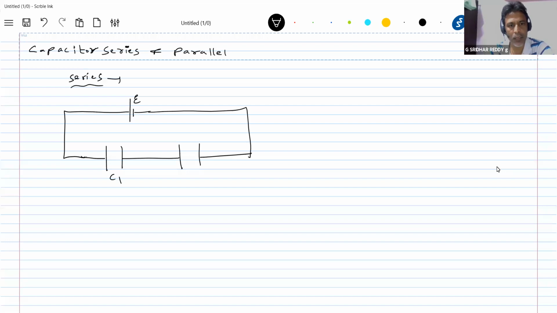So there's a capacitance C1, C2. Now a positive charge from here will flow, plus Q charge. See, it's all about tracing out the charge. That charge will come and deposit here, plus Q, minus Q. Again, the positive charge from here will leave and come and deposit here, minus Q.